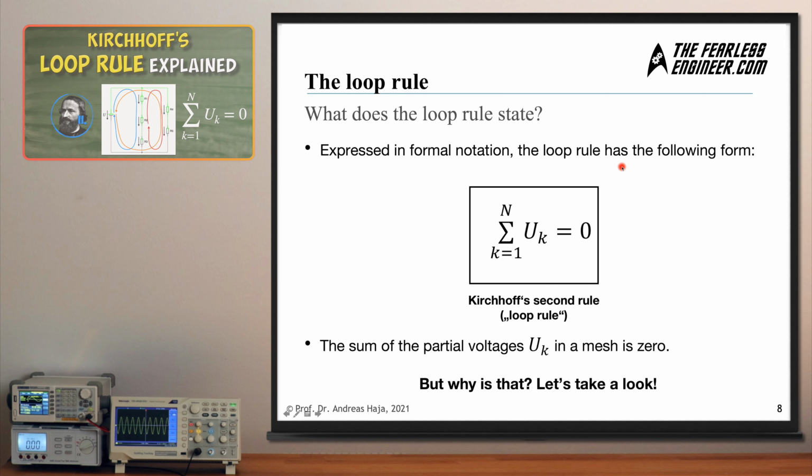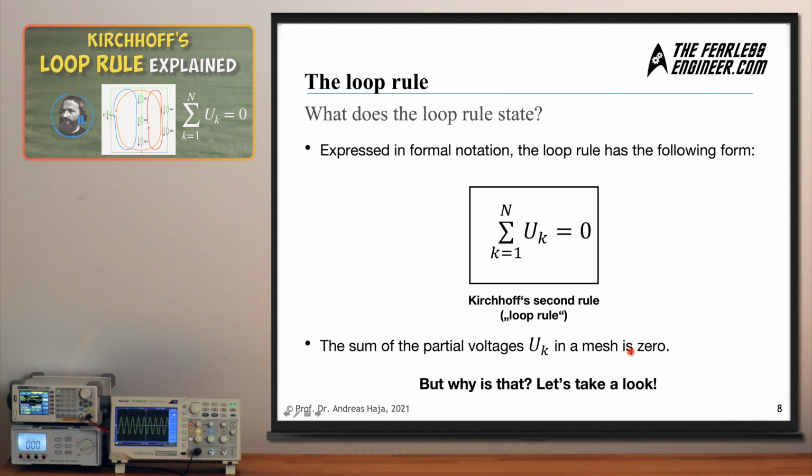Now in a formal notation, the loop rule has the following form here. The sum over all partial voltages, U_k, in a closed loop, which ranges from 1 to n. If you have, let's say, 4 resistors and a voltage source, n would be 5. And the voltage drops across all these components in this closed loop equals 0. The sum of the partial voltages U in a mesh is 0.